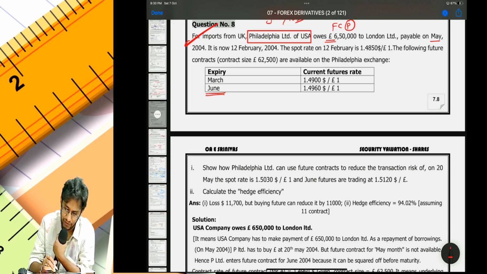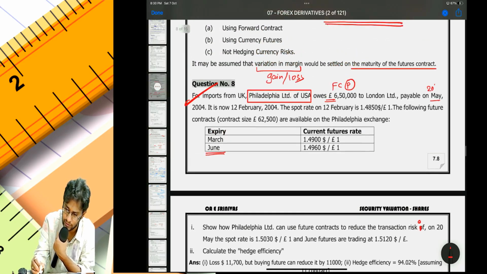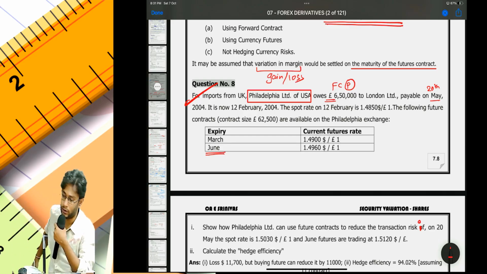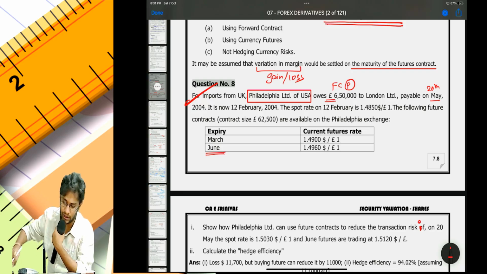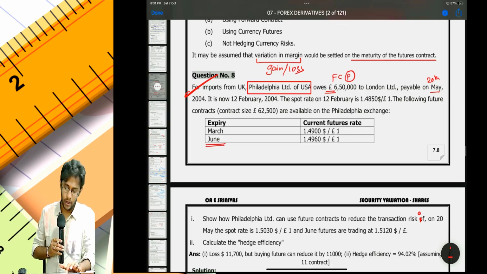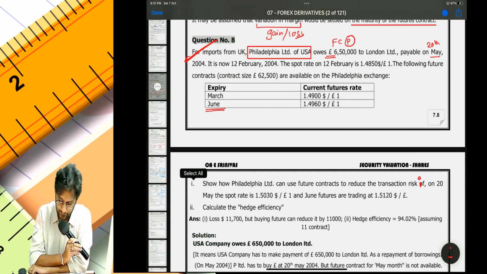Show how Philadelphia Limited can use futures contracts to reduce the transaction risk. If 20th May is your ultimate settlement date, here also you add 20th May, sir, it's wrongly printed, or maybe the question wantedly eliminated that. Payable on 20th May, you identified that. So anyway, you will take a futures contract of June and you will handle it.